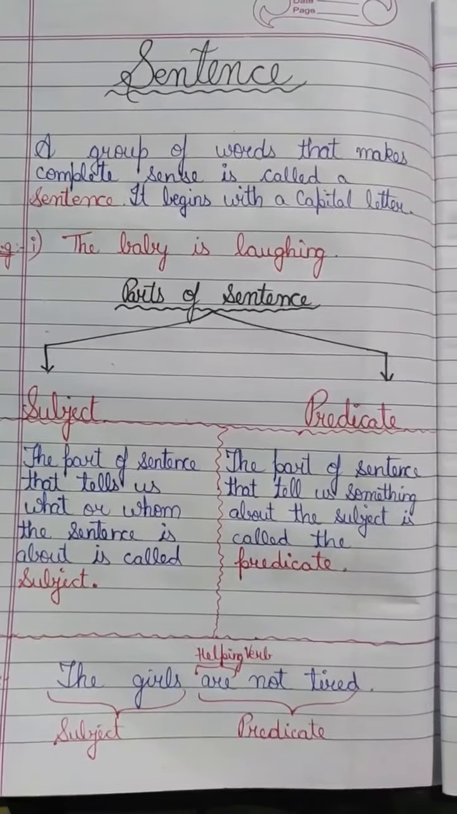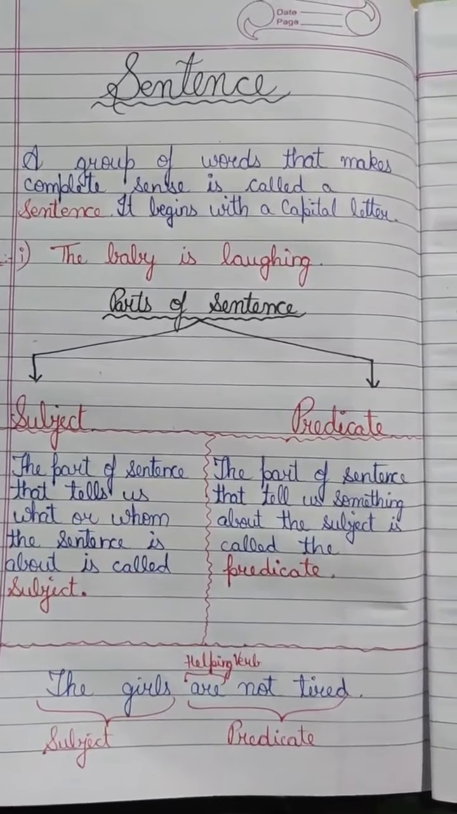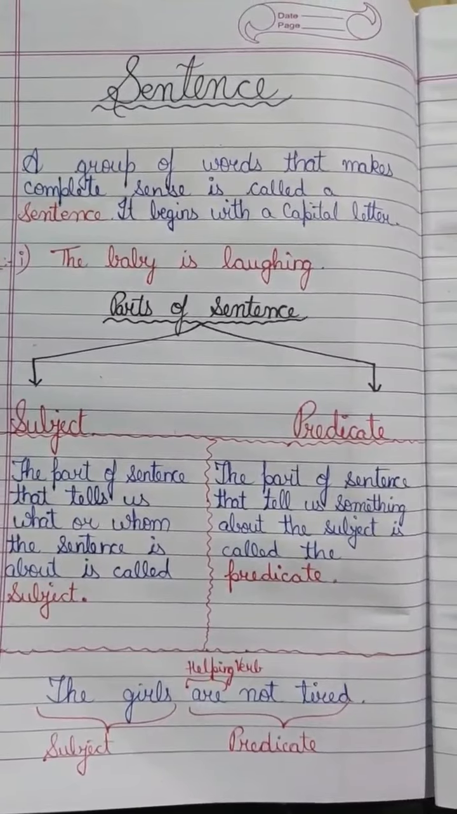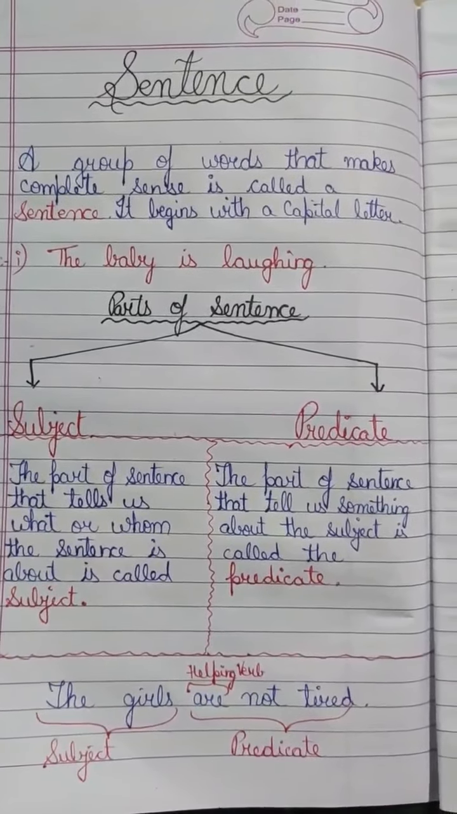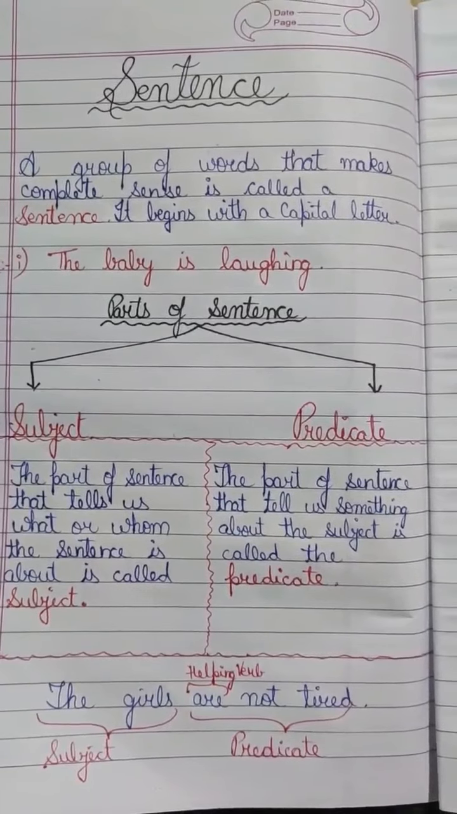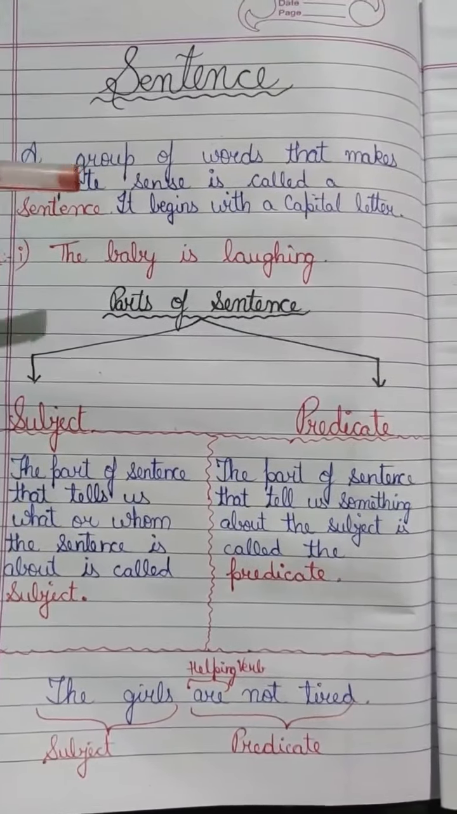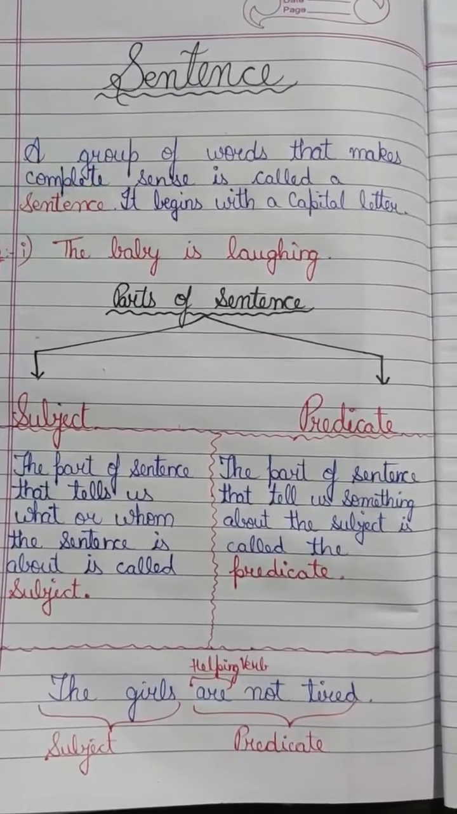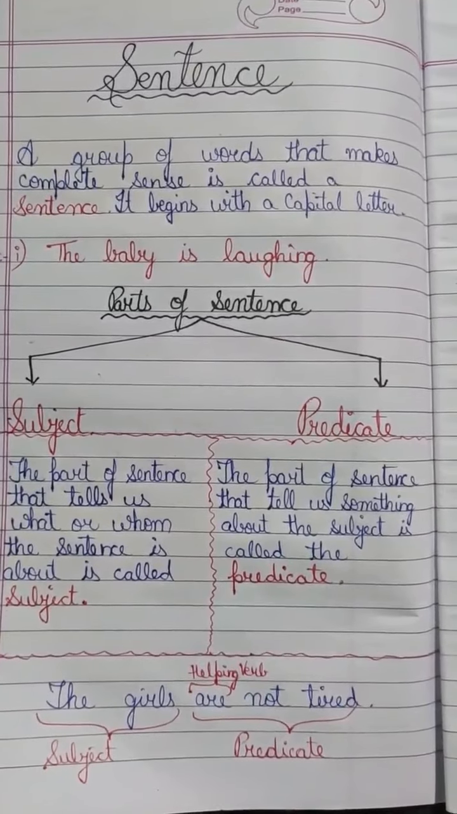So as we all know, a group of words that makes complete sense is called a sentence. Whatever group of words is giving us full information about anything written there, it is called a sentence. Okay, it always begins with a capital letter. We all know this, that a sentence always begins with a capital letter.